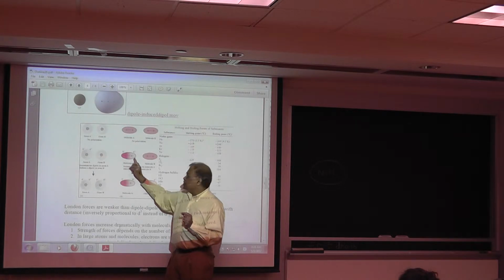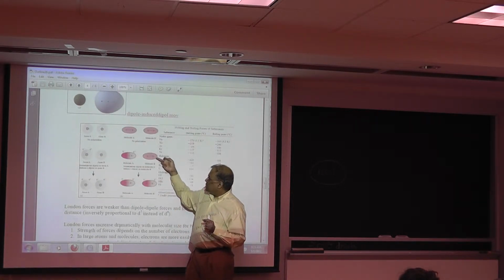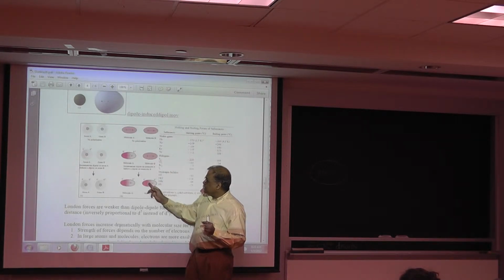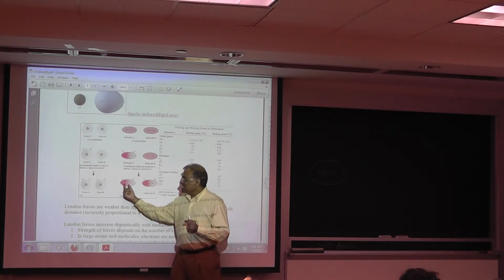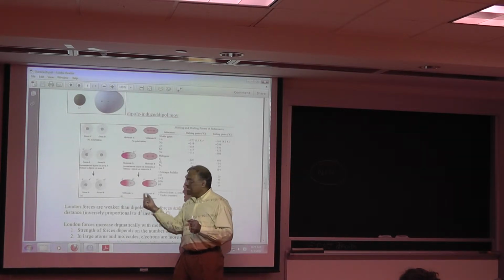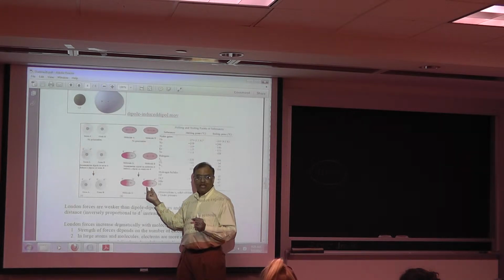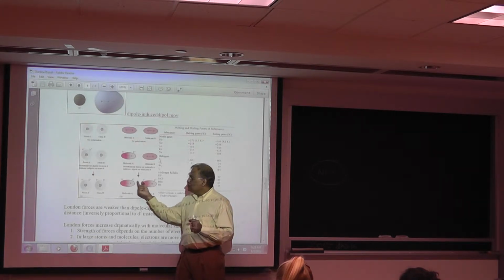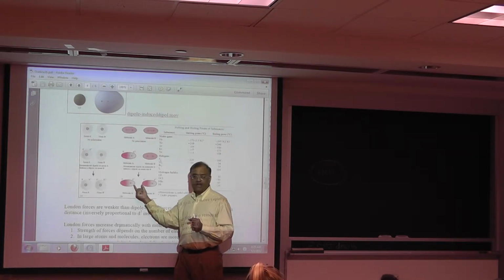And that is going to instantaneously affect the other molecule, and create a delta minus here and a delta plus here. So this is an instantaneous induced dipole that is inducing another instantaneous induced dipole, and two molecules that do not have a permanent dipole attract each other.